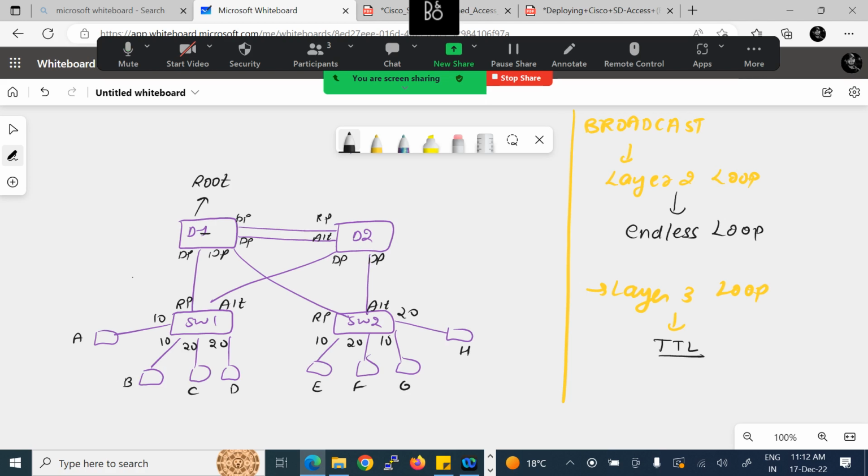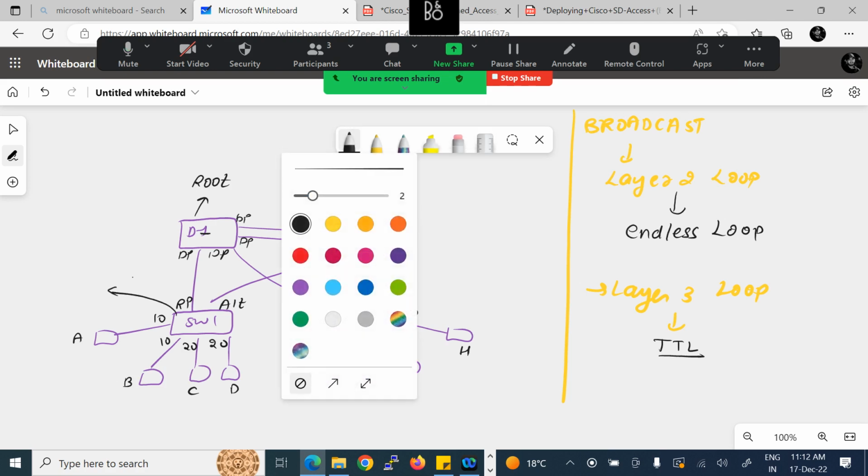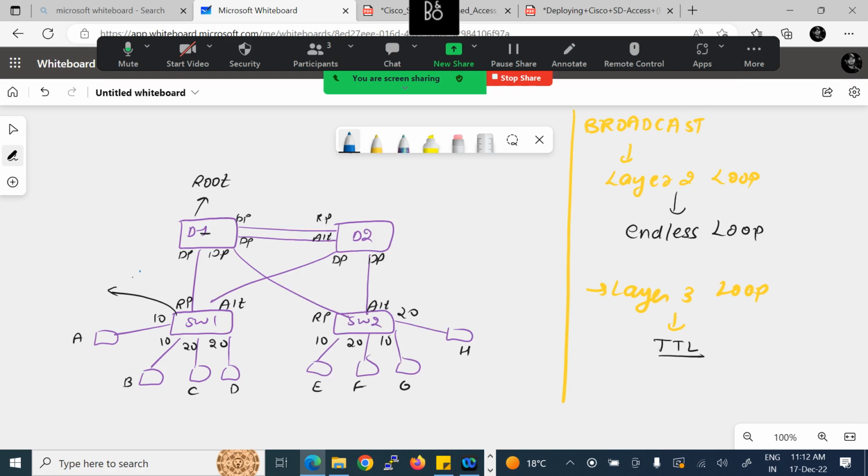Second problem, the switch will maintain a MAC address table, right? So the switch will have information of MAC A, MAC B, MAC C, and MAC D. Then D1 must have information of MAC A, B, C, and D. D2 must have information of MAC A, B, C, and D. Likewise, switch 2 will have the information of A, B, C, D, all of the MAC addresses.